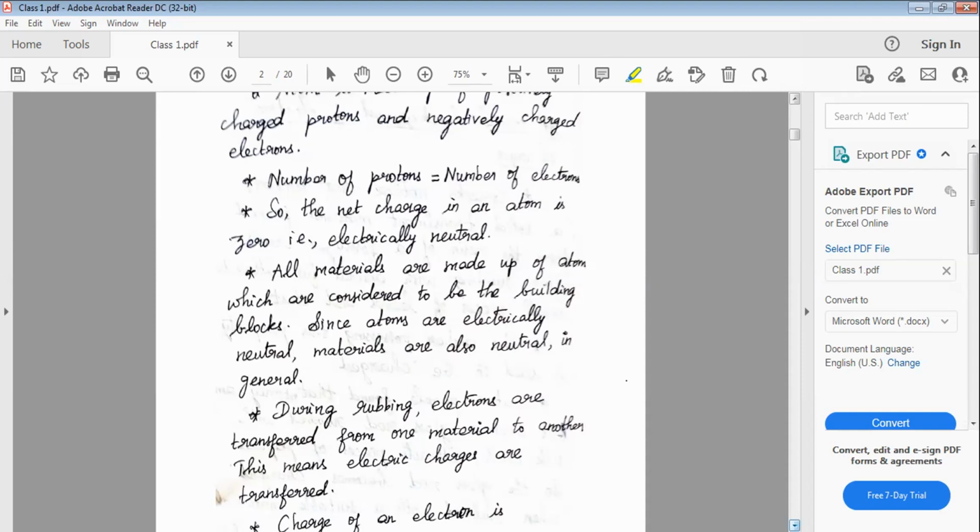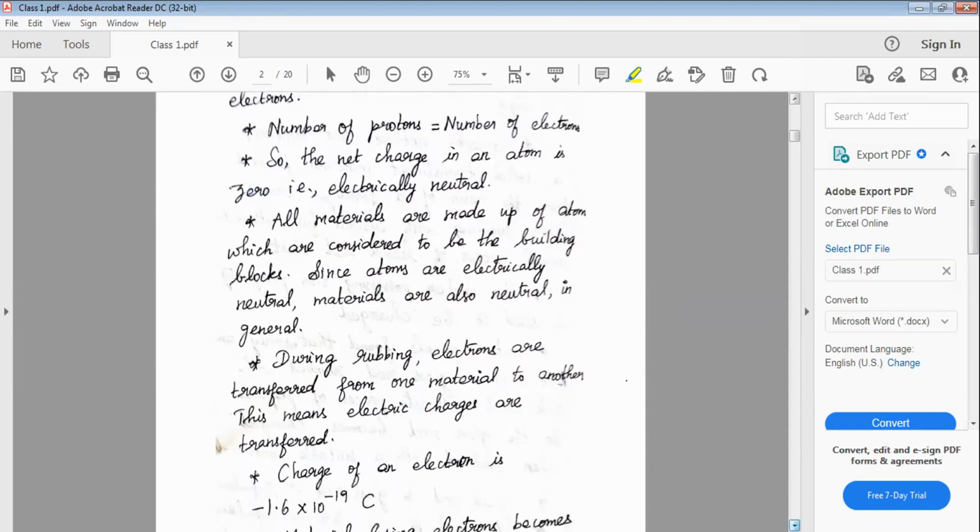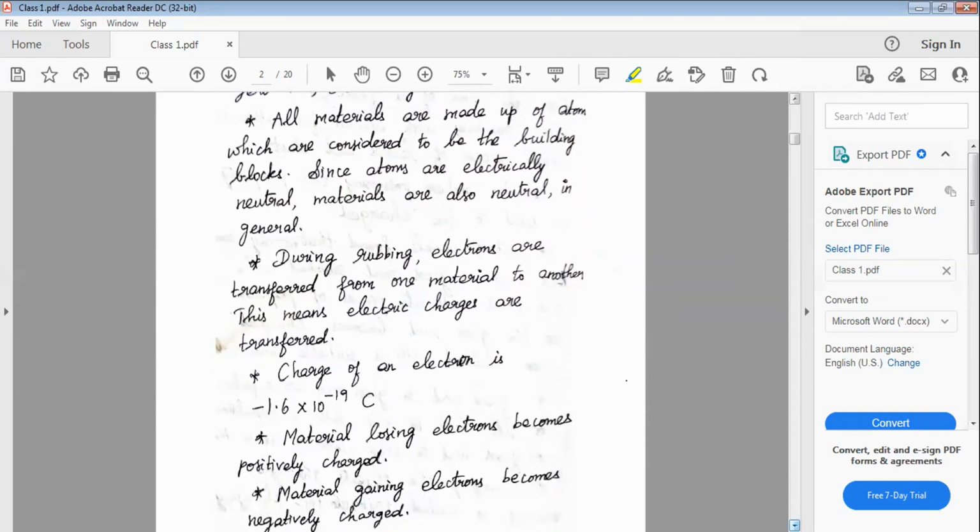So the material now becomes charged. Whatever material has accepted the electrons has become negatively charged, and whatever material has lost electrons becomes positively charged. So during rubbing, it is the electron transfer from one material to another that makes an uncharged body a charged body.